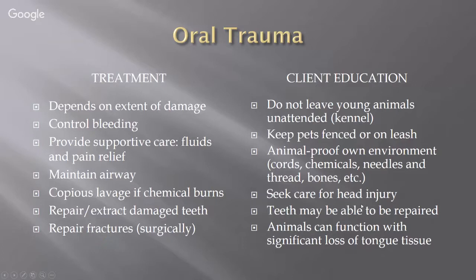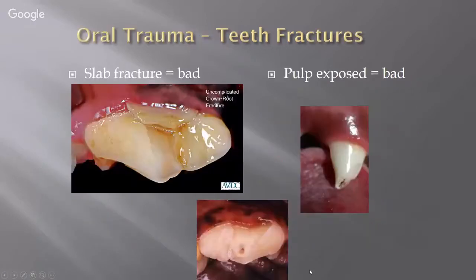Seek care for any head injury. Damage to the mouth could indicate we have damage to the brain. Teeth sometimes are able to be repaired. Often it requires a specialist. And animals can still function if they lose a good bit of their tongue tissue. So we don't want to be scared of making sure that we're taking care of the animal.